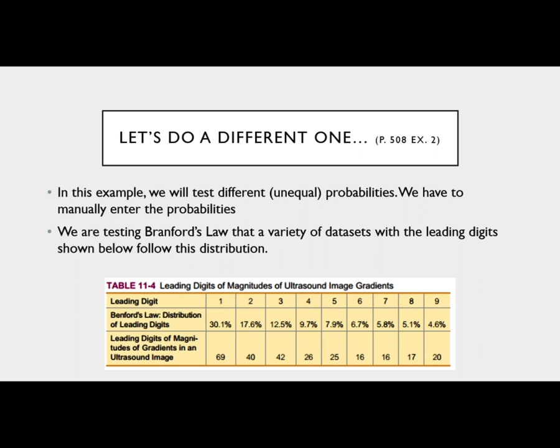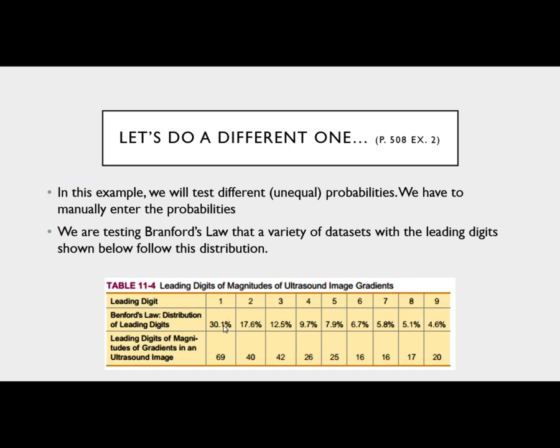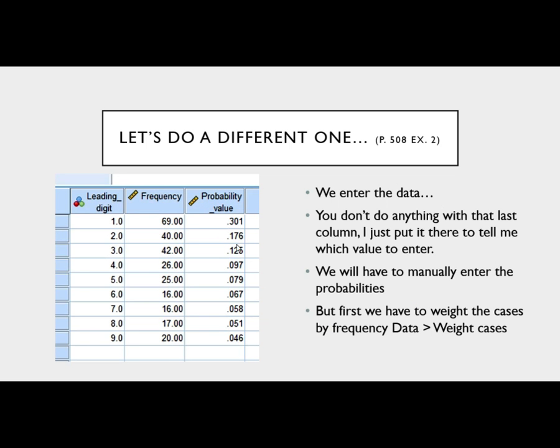Okay, so what we're going to do is take these data and do the same thing, but now, instead of just letting the computer say all of them are equal, we're going to manually enter these probabilities. When we enter the data, we have the leading digit, 1, 2, 3, 4, 5, 6, 7, 8, 9. We've got the frequency here, and then we've got the probabilities, right? So 30.1, we enter it as 0.301, 17.6, 0.176, and so on.